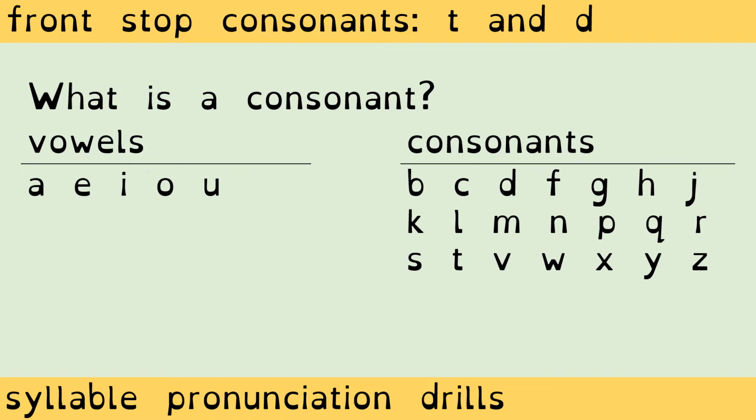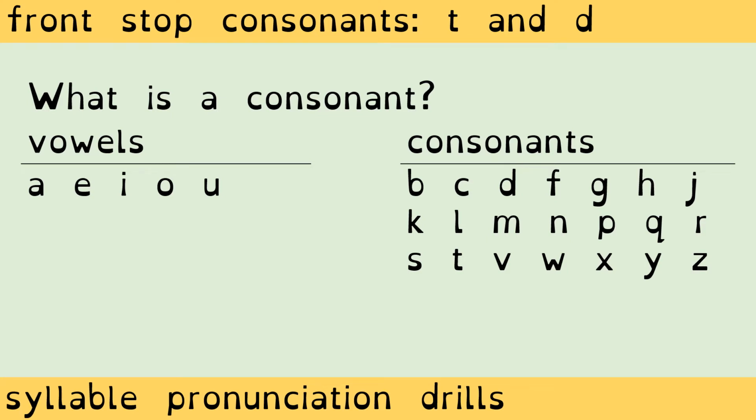What is a consonant? Let's start with a list and then move on to a definition. Here we can see the alphabet. We covered the alphabet in lesson 1. On the left, we can see the vowel letters A, E, I, O, and U. We covered vowels in lesson 2. And on the right, we can see the 21 consonant letters. There, now we have a list. Of course, now we need a definition.